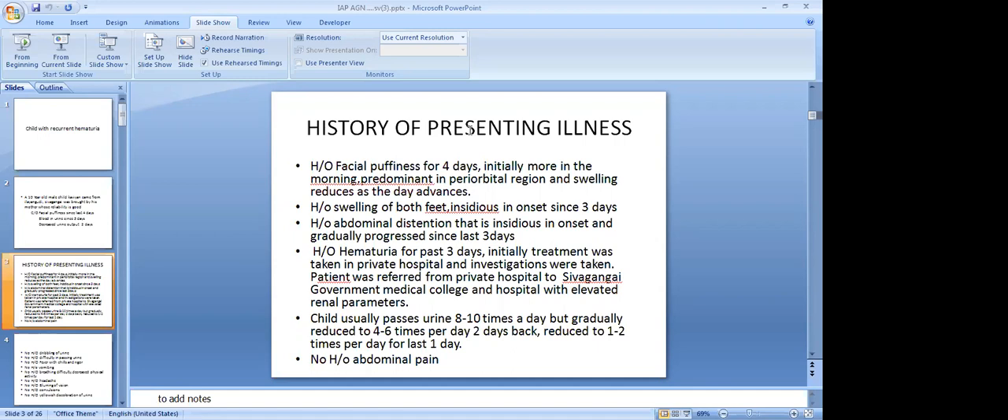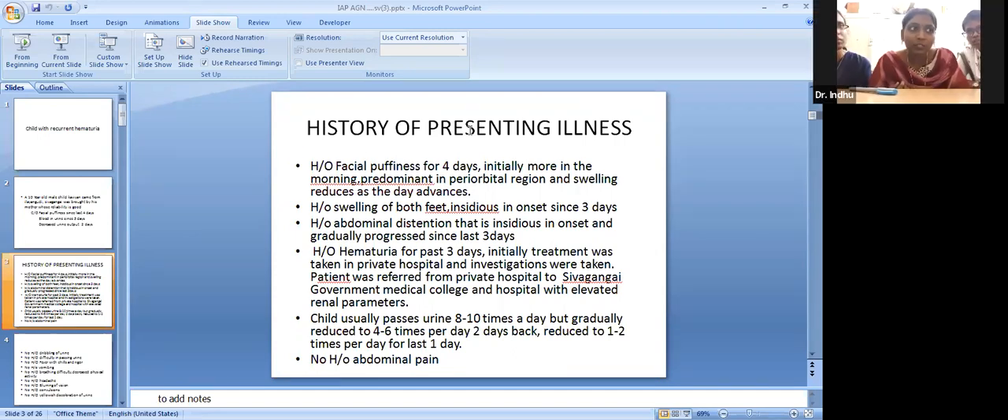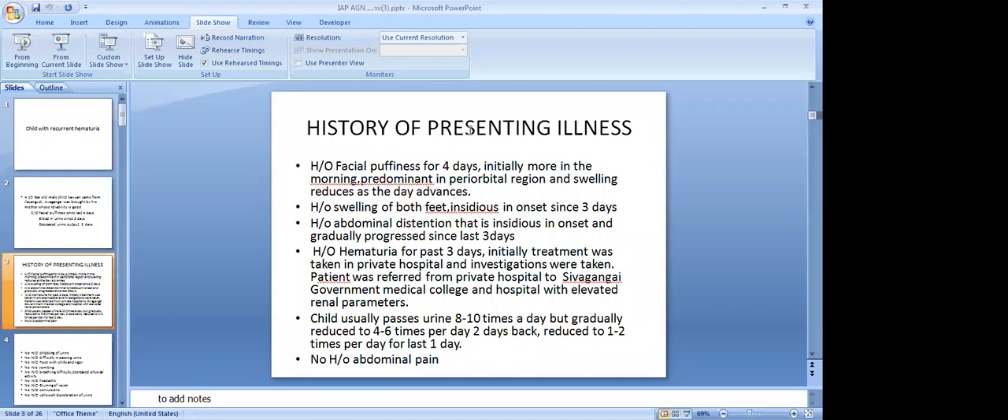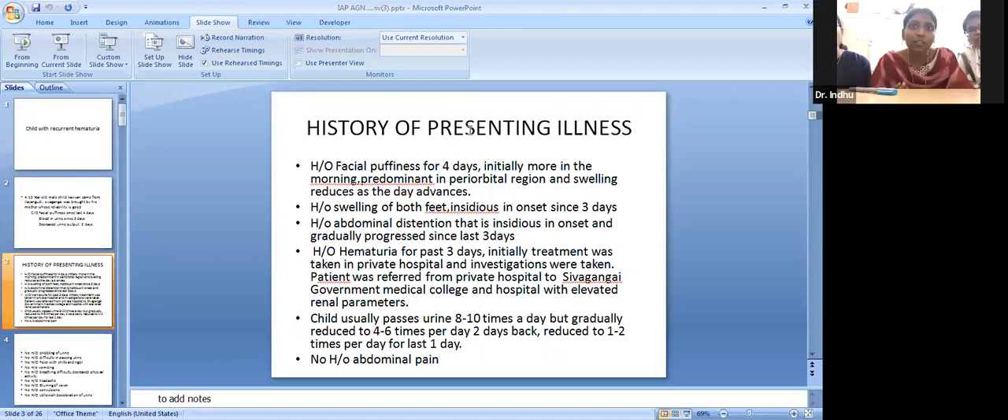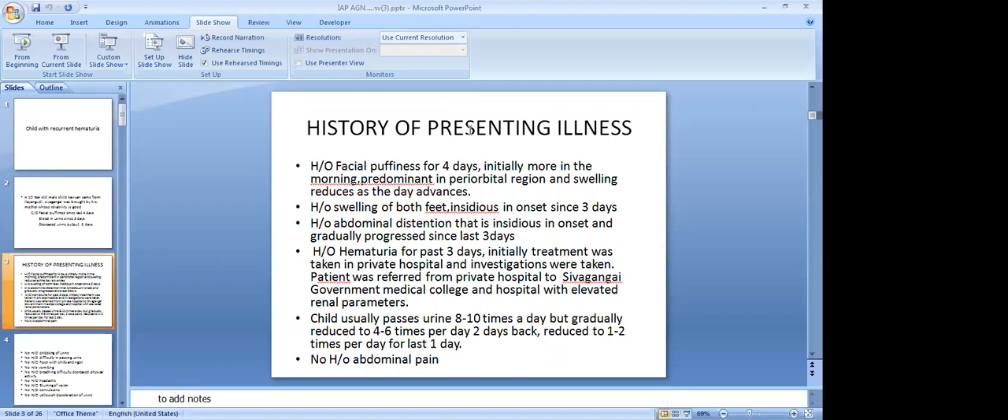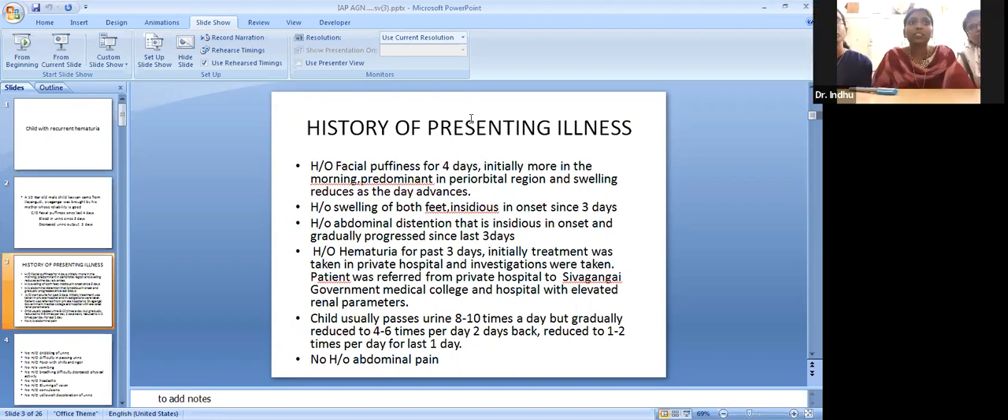Now, if the mother says along with hematuria, child passed cola-colored urine, and also she found that it is frothy, what does it mean? Yes. So these are all giving you history. From history only, you're getting clues that probably you're looking at a glomerular cause of hematuria. Go on. Child usually passes urine 8 to 10 times a day, but gradually reduced to 4 to 6 times per day. 2 days back, reduced to 1 to 2 times per day for the past 1 day.